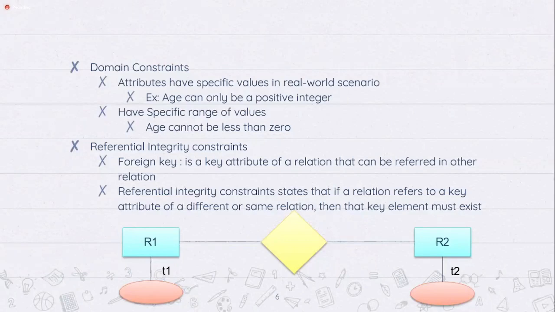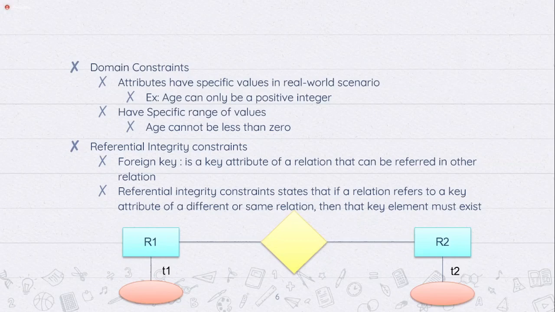I will explain this one very clearly when we draw the schemas. Don't worry. So, foreign key: it's a key attribute of a relation that can be referred in another relation. One entity, one table attribute can be inserted into another relation, another table. That is foreign key. So, in your database, I am there because I am the teacher of your DBMS, so my name is added as a foreign key in the table.